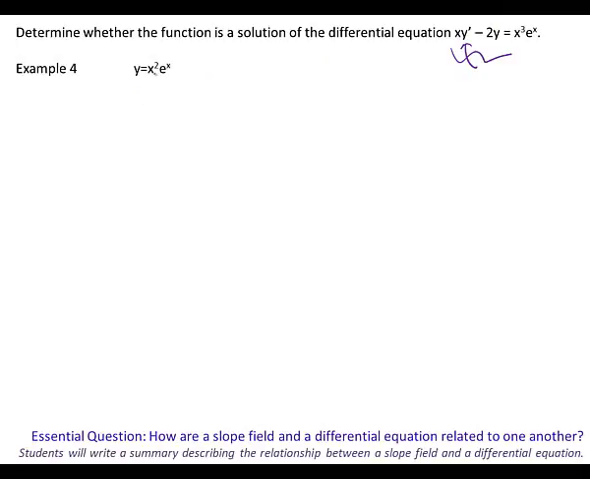What rule are we going to need? Product rule. So I'm going to keep the first, derivative of the second, which is e to the x. Good. Plus keep the second, derivative of the first.